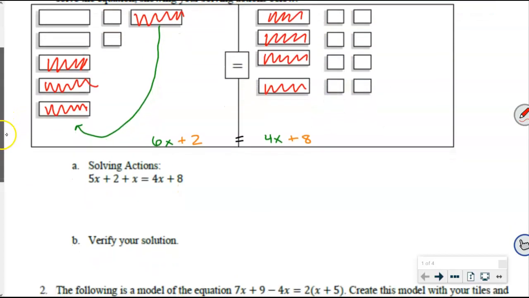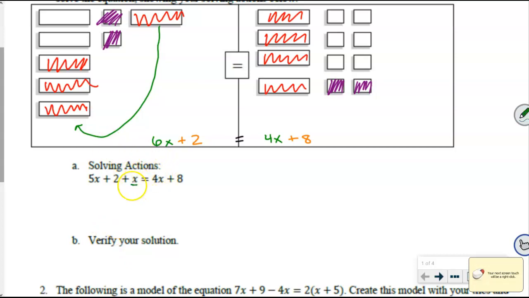From there, the model is probably not the best way to continue. We can, but I also want to jump to those solving steps algebraically. What we could do next is get rid of these 2 positive unit tiles, balance it by getting rid of those 2 positive unit tiles on the other side, and then for sure it's better to move to the algebraic model. So again, let's look at what we did so far.